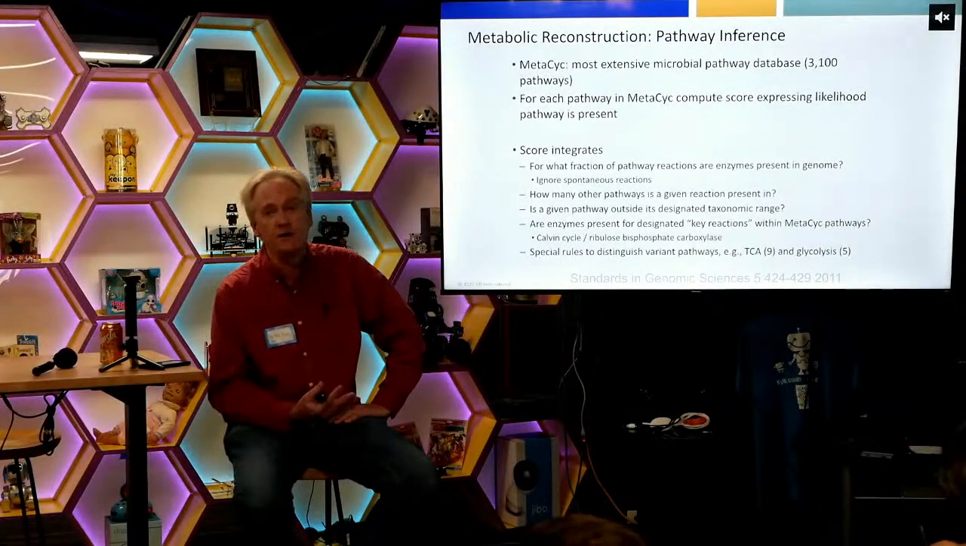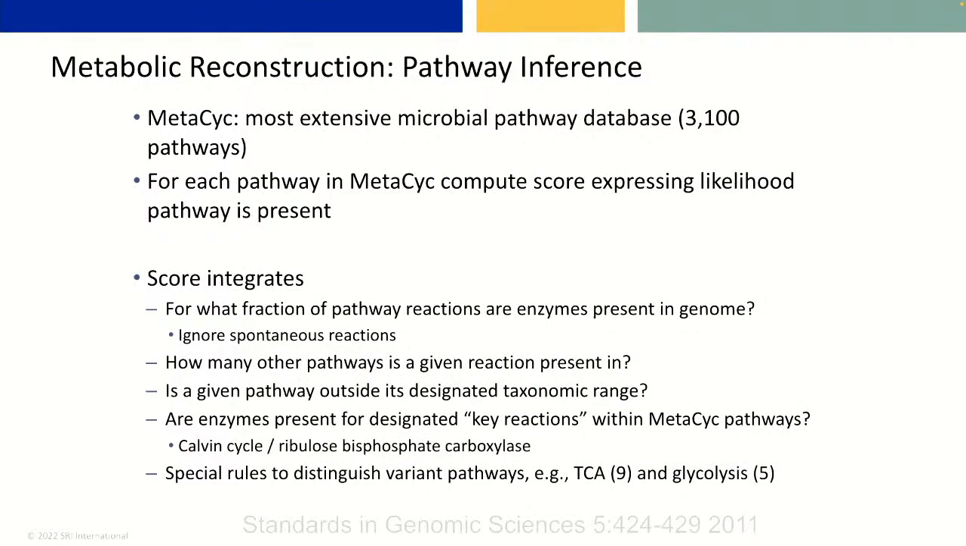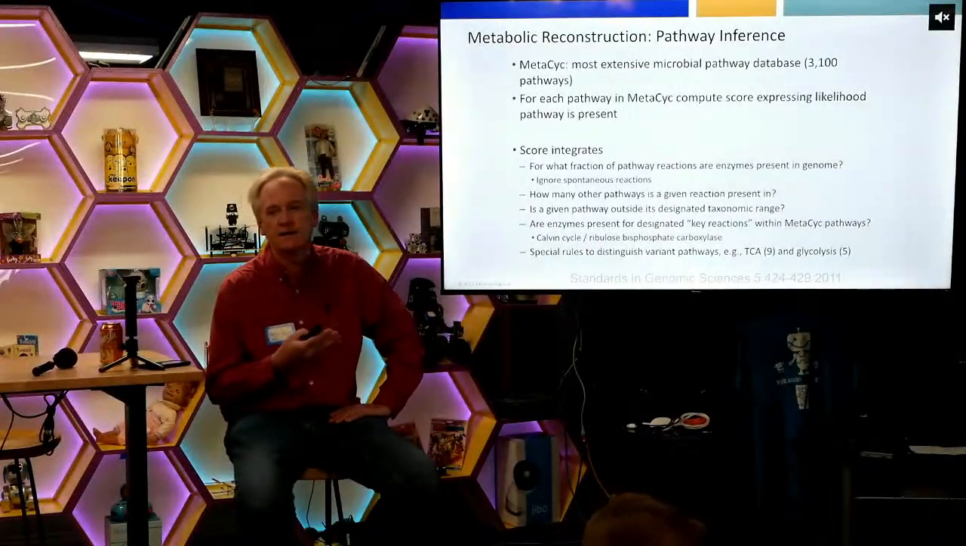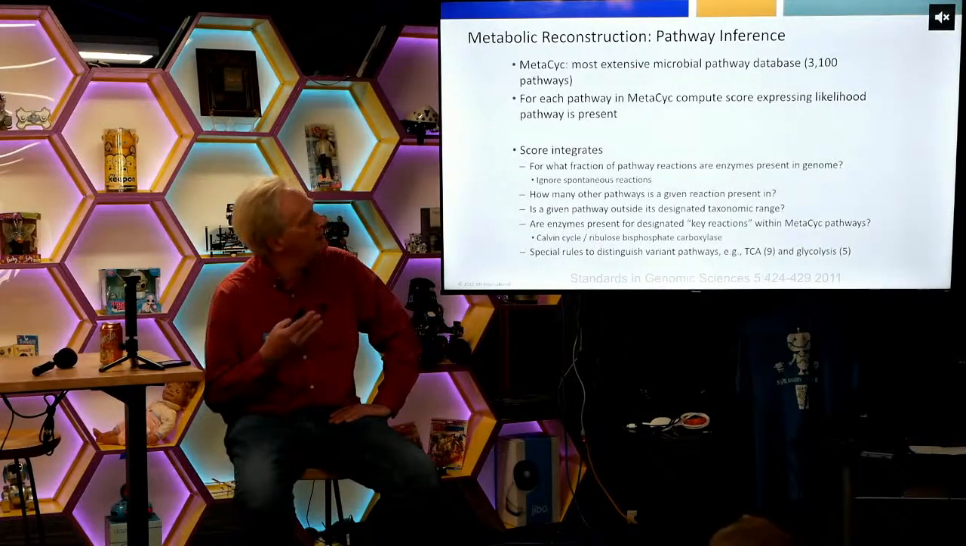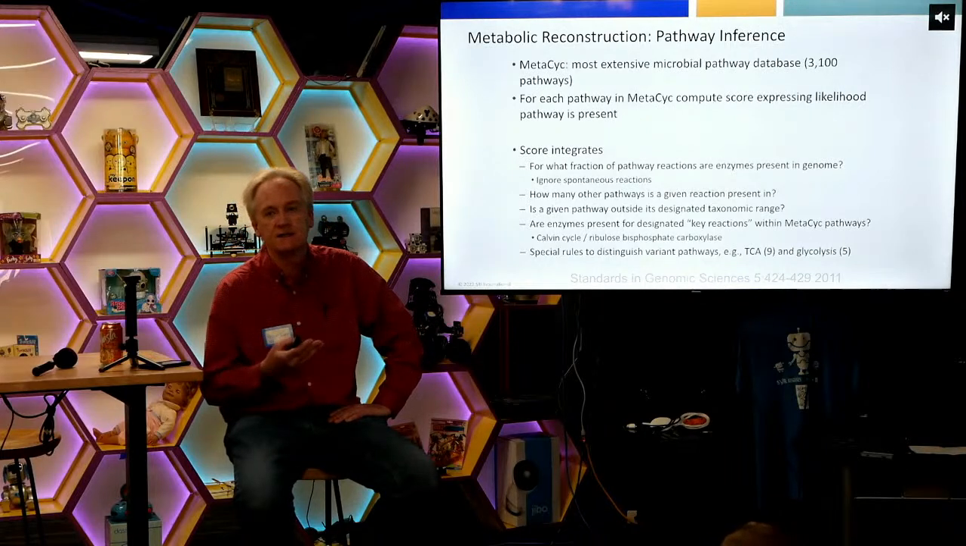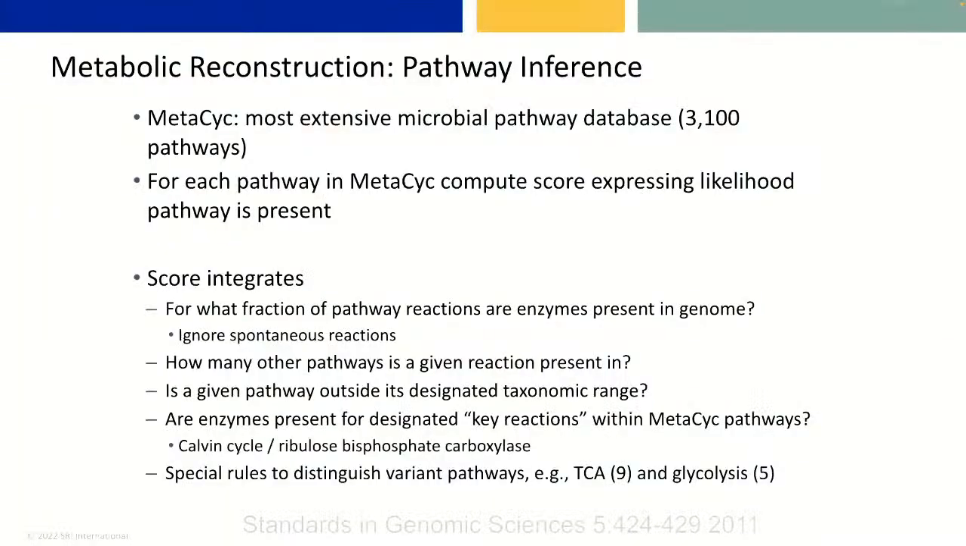It starts with our MetaCyc database, which is a database of 3,000 metabolic pathways from all domains of life that we've curated from the literature, curated from 75,000 publications. And the way we predict metabolic pathways in a newly sequenced genome is for each pathway in the MetaCyc database, we compute a score expressing the likelihood that that pathway is present in a given genome. Could be a microbial genome, could be a eukaryotic genome, whatever.